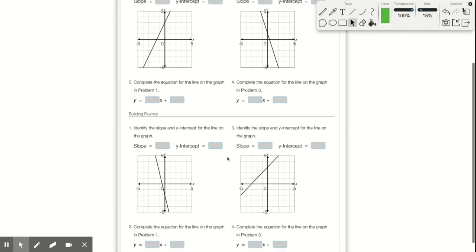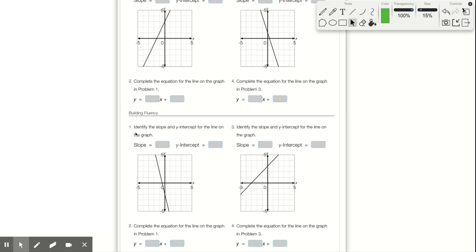All right, we're going to be doing number 1 here on the second part. Identify the slope and y-intercept for the line on the graph. First off, we need to know what kind of slope this is. Is it going to be positive or negative? Positive slopes go up, negative go down. So this one is going to be a negative slope. And the y-intercept, does it intercept the y-axis at the top or the bottom? If it's at the bottom, it's going to be negative. So both of these happen to be negative.